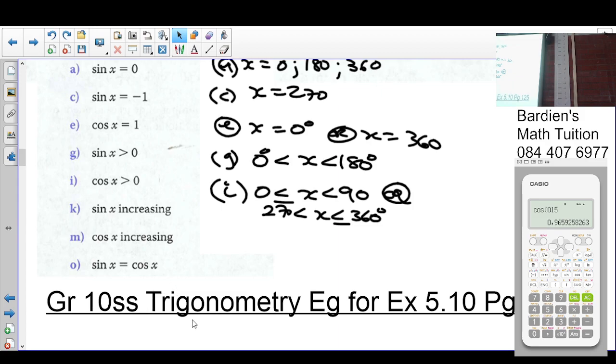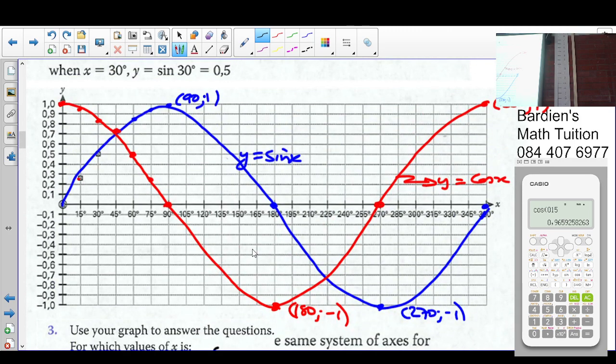Then it says in K, where sine of x is increasing. If we look at this part of the graph here, sine is the graph in blue. Is this increasing or decreasing? It's increasing. Not so. What's happening between 90 and 270? Decreasing. At 270 to 360? Increasing. Can you see that, people?